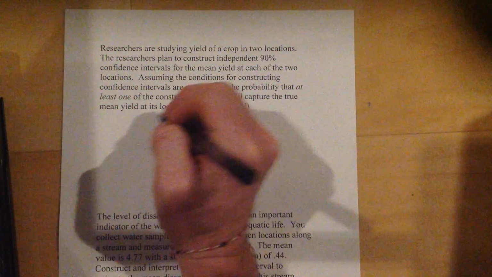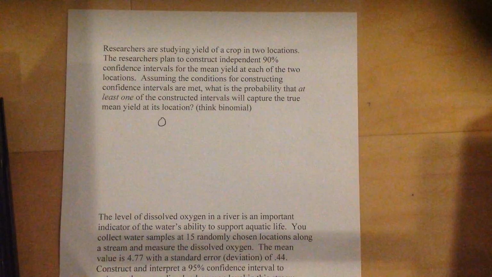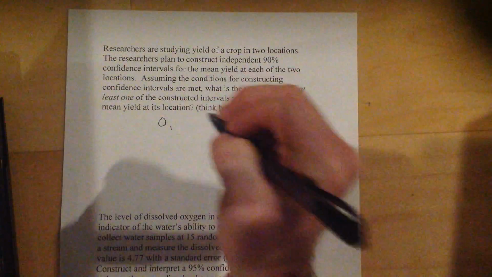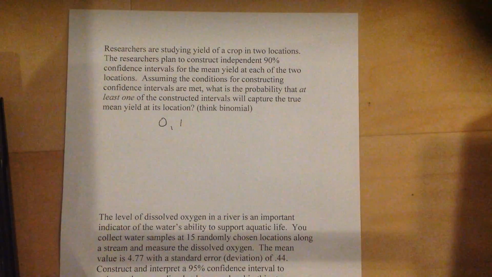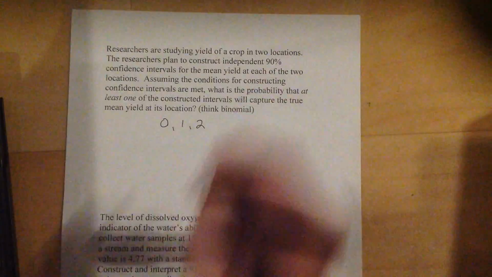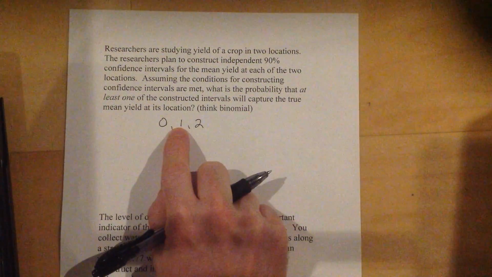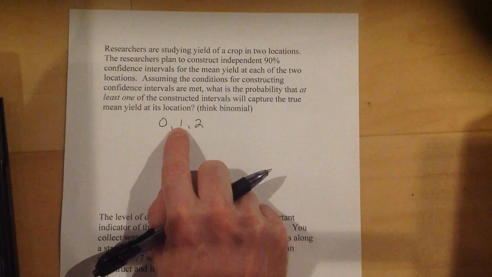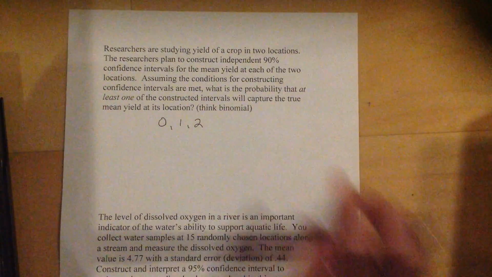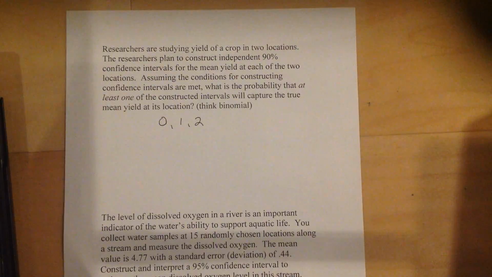All right, well, if we're doing 2, here are the options. Either 0 of them contain the mean, 1 of them contains the mean, or 2 of them contain the mean. Now, there's 2 ways you could have 1 of them contain the mean. It could either be the first one or the second one. So what we're going to do is the old binomial distribution that we did a couple units ago.